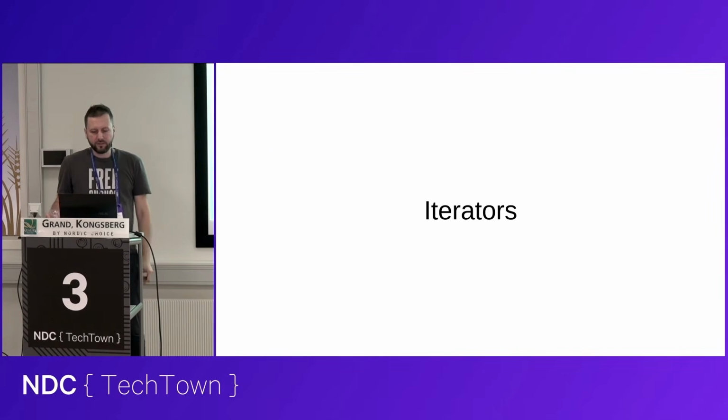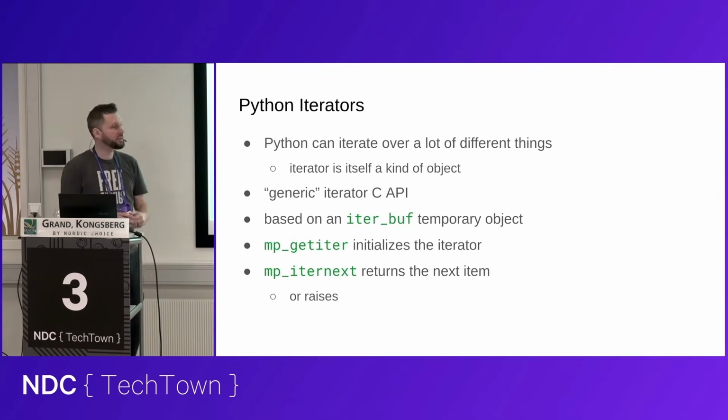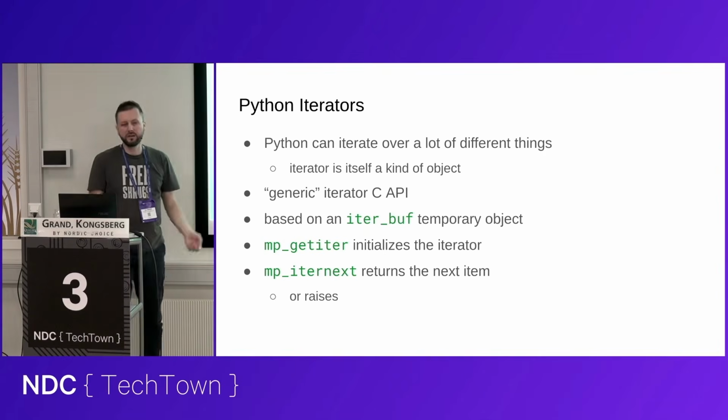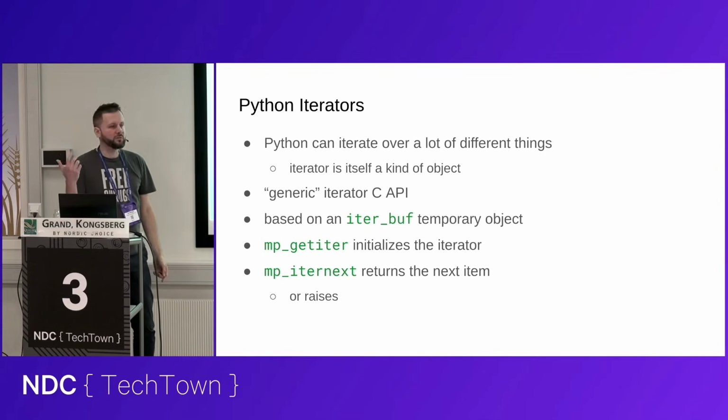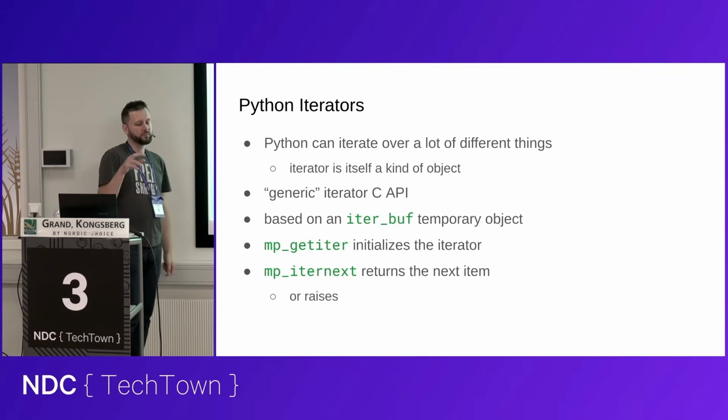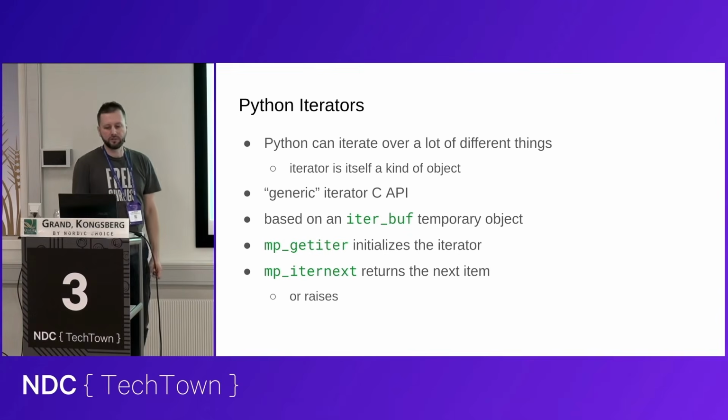Let's briefly look at iterators. In Python, an iterator is actually itself a kind of object. We can iterate over different things: lists, strings, generator functions. So the iterator object is the state of the currently running iterator. It could be a pointer to a list. It could be the running state of a generator function.